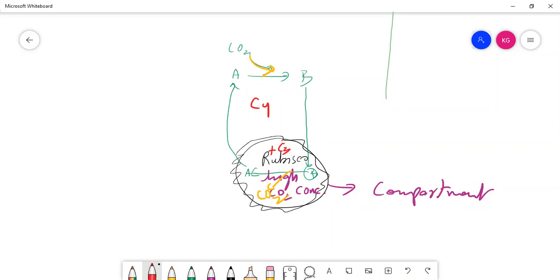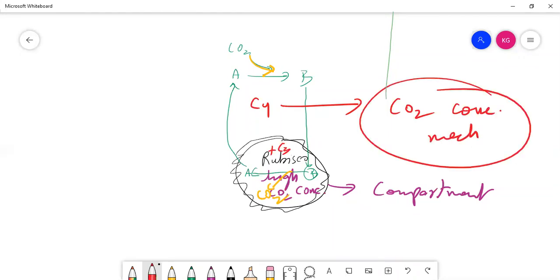Did you get it now? Yes, sir. Okay? So now we know what is C4 pathway. C4 pathway is nothing else. It is just a set of reactions whose sole purpose is to concentrate CO2. Or I can say like this, what is C4 pathway? C4 pathway is nothing else. It is a CO2 concentrating mechanism. Right or wrong?